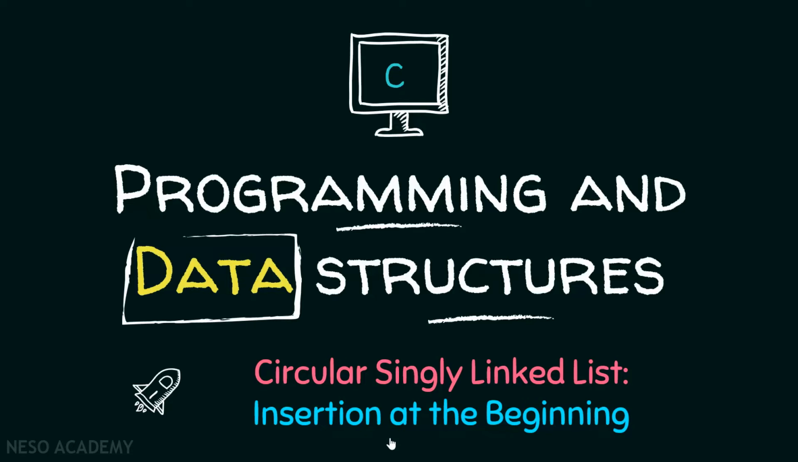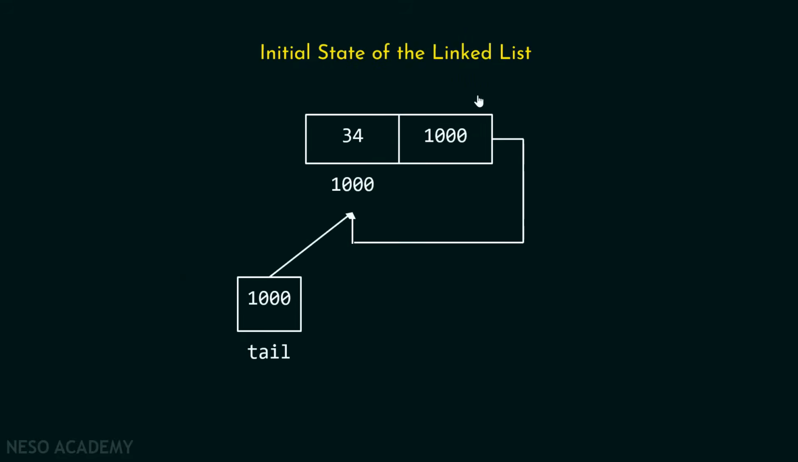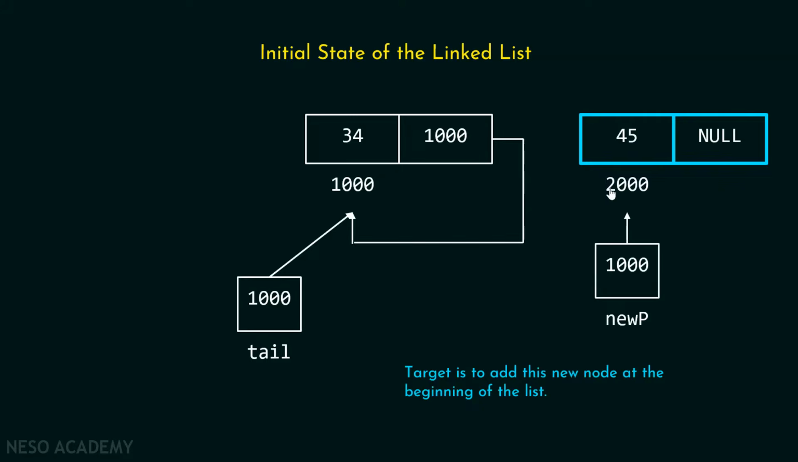In this presentation, we will learn how to insert a new node at the beginning of the circular singly linked list. So let's get started. Let us suppose this is the initial state of the linked list, and that too a circular singly linked list, and our target is to add this new node at the beginning of this list.